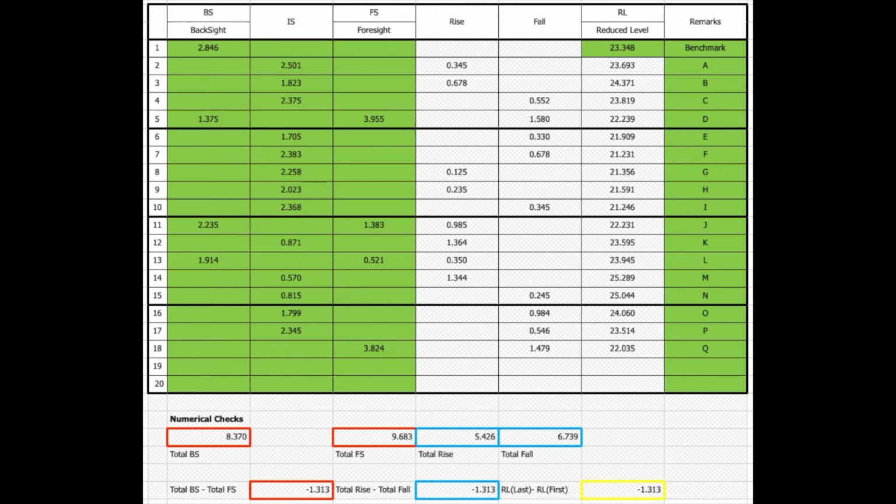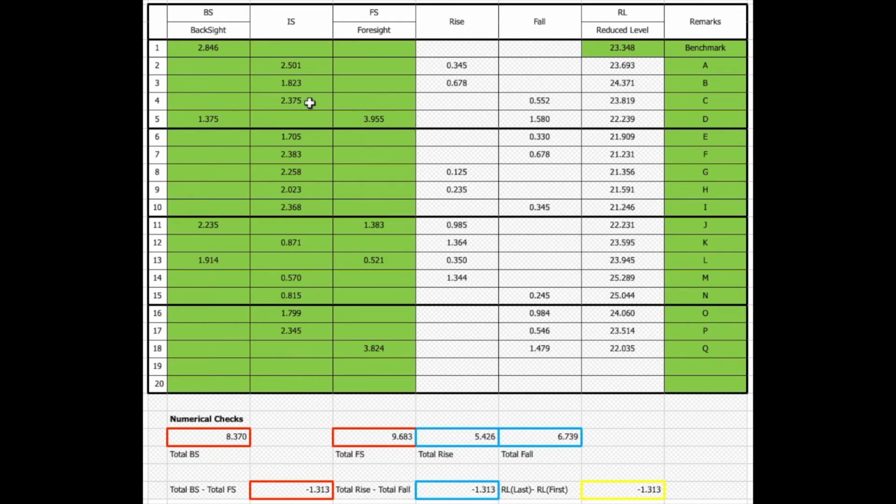Once our values have all been entered into the spreadsheet, it will look at readings and the subsequent readings after that and determine whether it represents a rise or a fall. Here with our first reading of 2.846, the next reading after that one is 2.501. The second reading is smaller than the preceding reading. The difference is worked out. Because the second reading is smaller, it represents a rise. The difference is worked out and placed under the rise column.